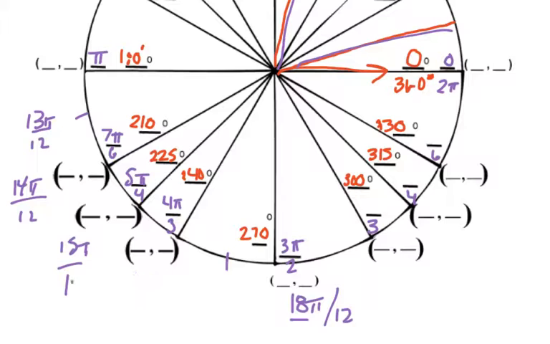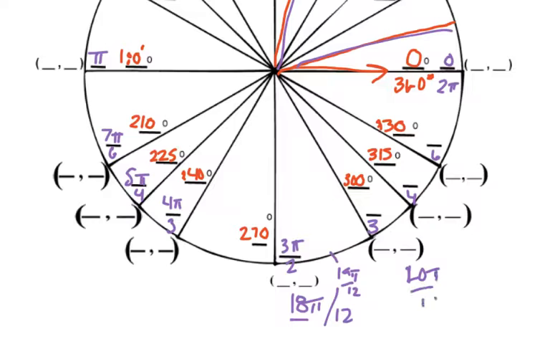Alright, after that we continue on with our pi's. We've got 19 after this. So 19 pi over 12, which of course is not going to reduce. 20 pi over 12, 21 pi over 12, 22 pi over 12, and then we can stop because it would be 23 and 24, which 24 we already know is 2 pi.